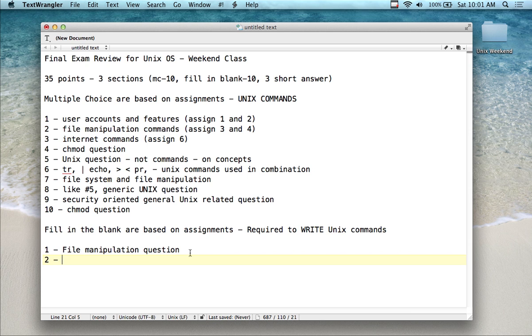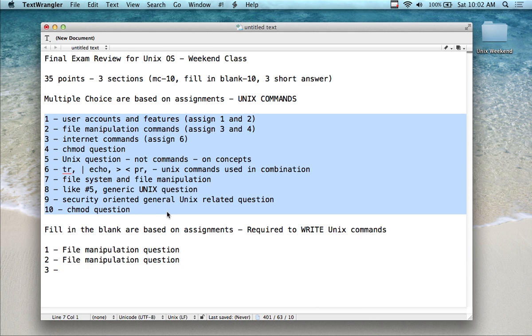Okay, so number 1 and number 2 are on file manipulation questions. We did a lot with files. When I say files, I mean everything actually in Unix and Linux is a file. Devices are files, directories are files, files are files. So when I say file, it could be a directory question, it could be a file question, it could be a command question actually, for the most part. But it's in the assignments. As long as you've done the assignments, you're in good shape, and they're on the same subject material as these questions here.